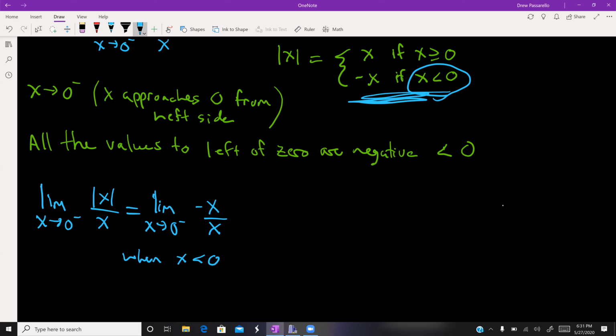That's equal to x divided by x, which is going to cancel each other, so you're just left with negative 1. So this equals negative 1. All right, so that's going to be the answer for that one.